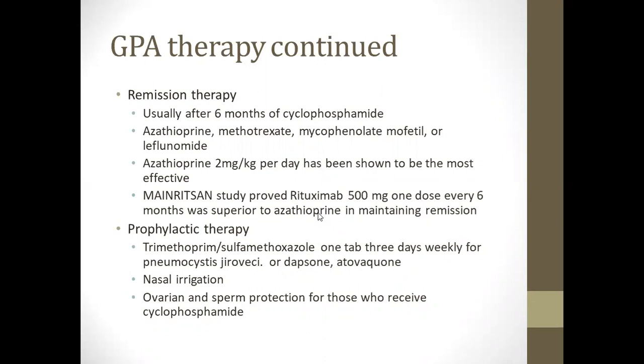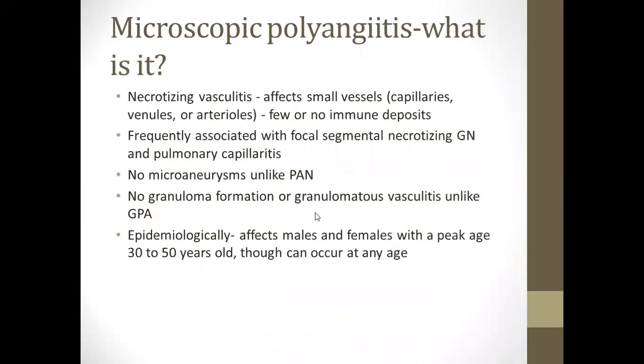You can do azathioprine or methotrexate, and those have been shown to be good at maintaining remission as well. CellCept has fallen short. While it works well in our lupus patients, lupus nephritis, it doesn't work as well as Imuran, azathioprine, or methotrexate for maintaining remission. And then, of course, prophylactic treatment, you worry about pneumocystis. A lot of these patients will be on Bactrim or Dapsone, and then ovarian and sperm protection for those who get cyclophosphamide.